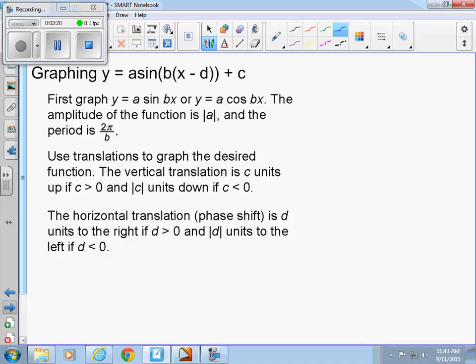I would horizontally transform first because that's the harder thing to do, and then up and down is a little easier.